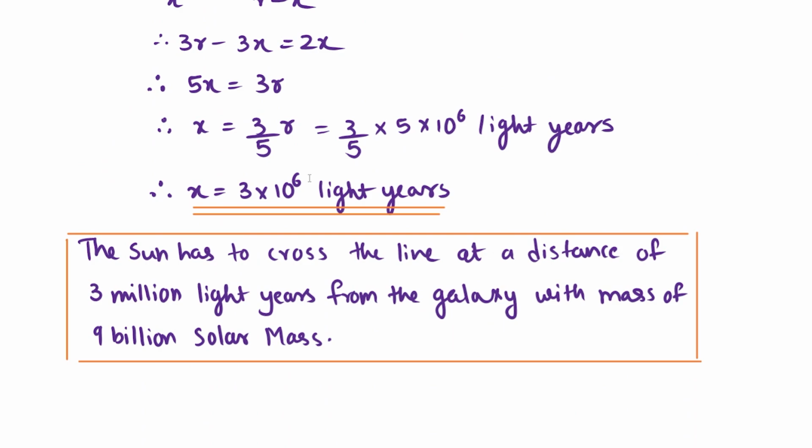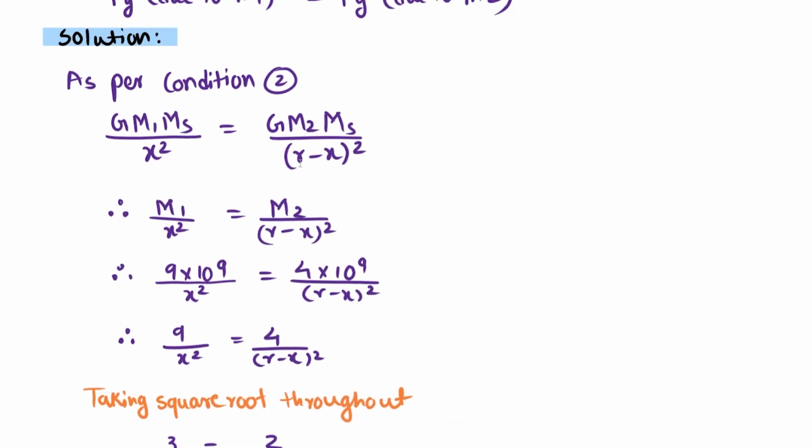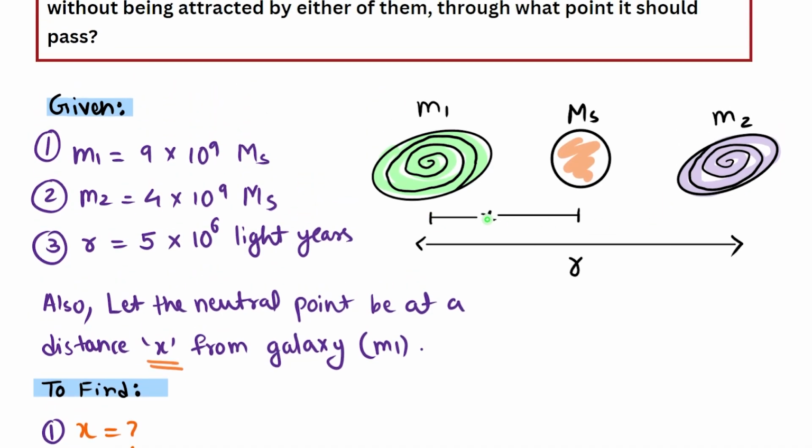So the location of the neutral point from which the sun should cross should be 3 million light years from the galaxy with mass 9 billion solar mass. So इस गैलेक्सी से 3 million light years से अगर सन पास करेगा, so it would not experience any attractive force towards any of the galaxies.